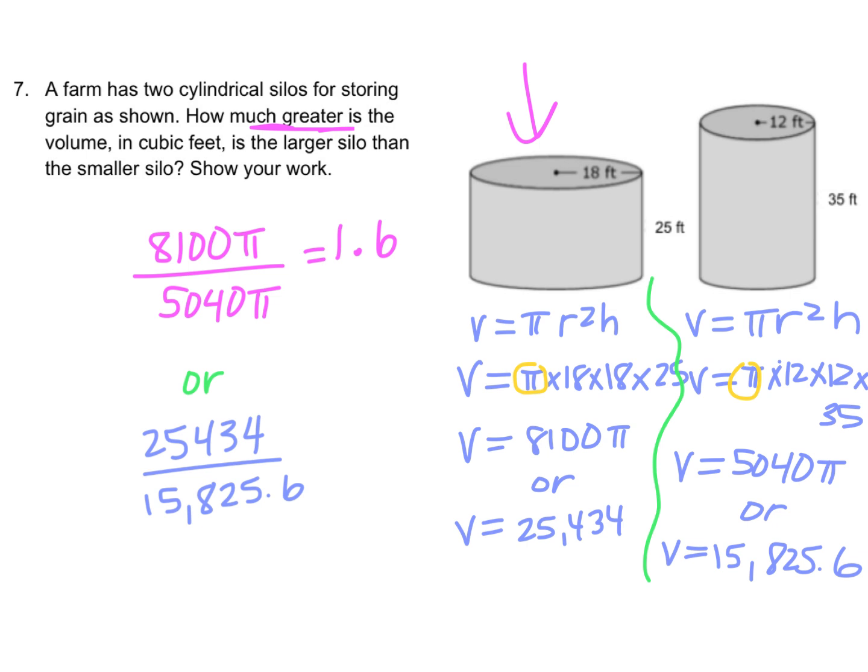1.6, and it keeps going. The next digit is 0, so I get 1.6 times bigger. Or if I did it the other way, I get the same answer. So just kind of showing that in terms of pi, and if I approximate pi, I get a very similar answer. So this cylinder right here is 1.6 times bigger.